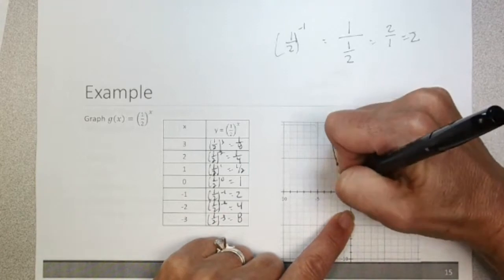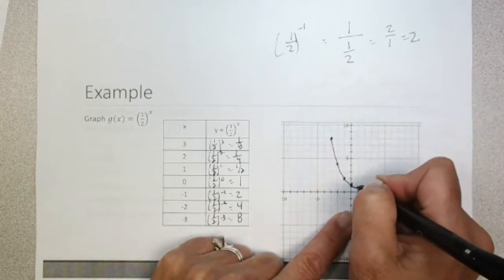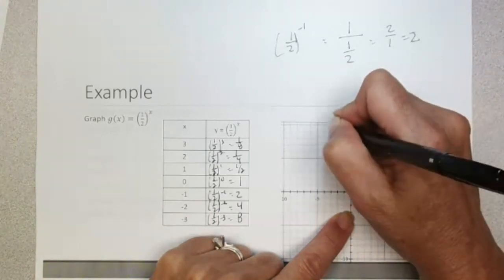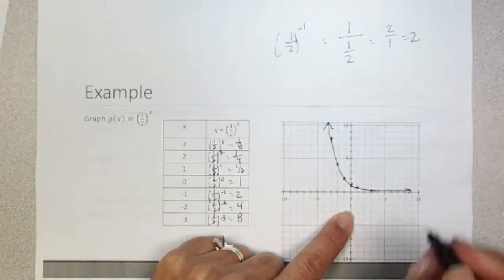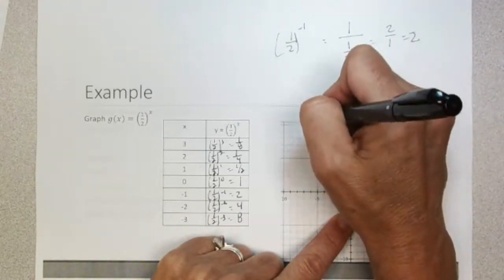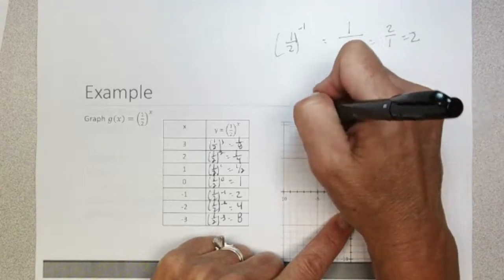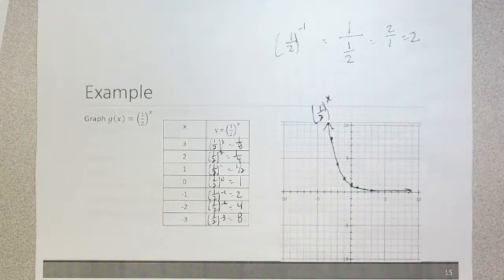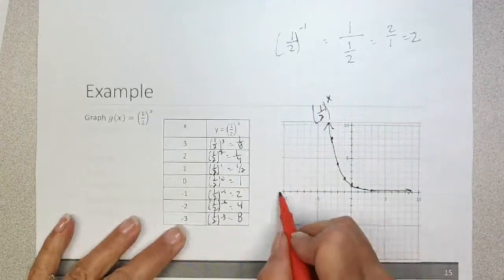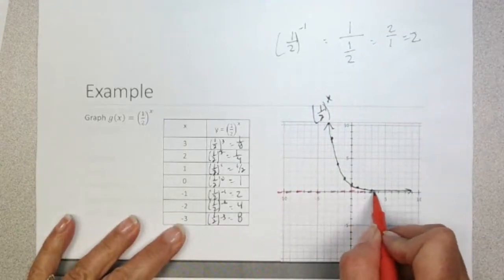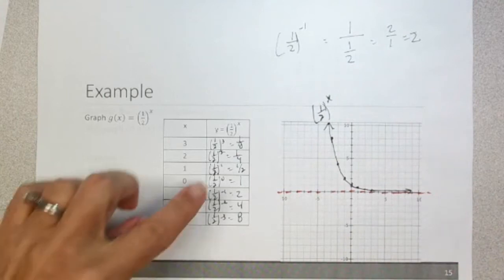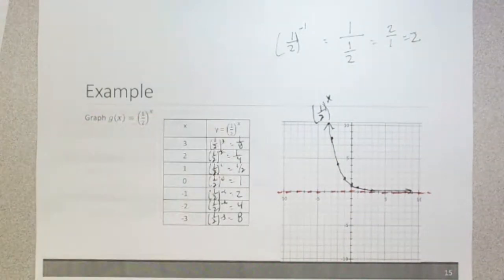If I connect my points and continue with the pattern, my graph is going to look like this. There's my graph of 1/2 to the x power. Okay, I still have my asymptotes the same. Look at this. We still never get a negative y, right? Because our base is positive still, it's just small. But we now have a decreasing function.